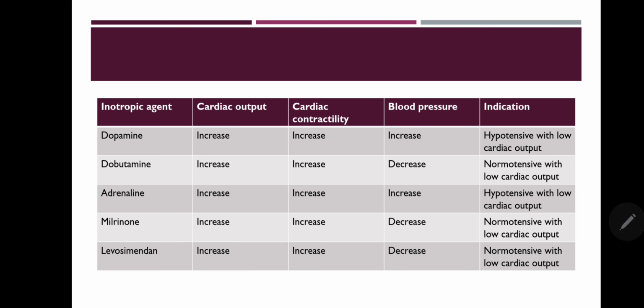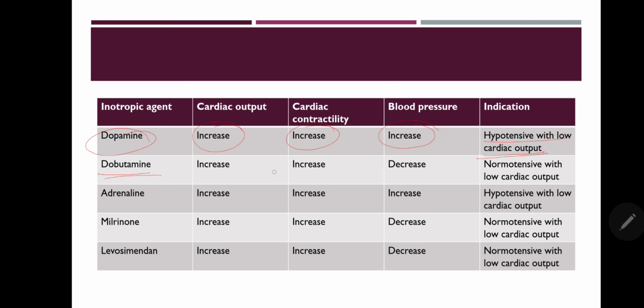Now the inotrope drugs. As I said, dopamine increases the cardiac output and also the cardiac contractility and also the blood pressure. So it is given when there is a hypotensive shock, with or without dry or wet failure. That means if congestion is there or not, it is not necessary to see. Dopamine is given when there is hypotension.